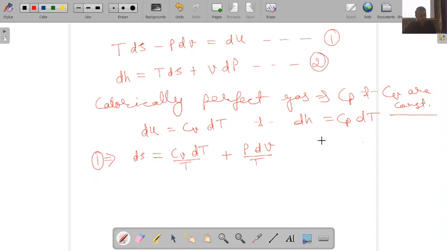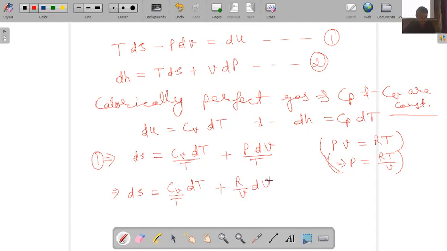Now a calorically perfect gas is nothing but an ideal gas, or a perfect gas. So for a perfect gas, we know from the ideal gas equation that PV is equal to RT. From this, P will be equal to RT divided by V. Now I make this substitution in the second term. So I get ds equal to Cv into dT by T, plus, in place of P, RT by V; this T cancels, and I get R by V into dV.